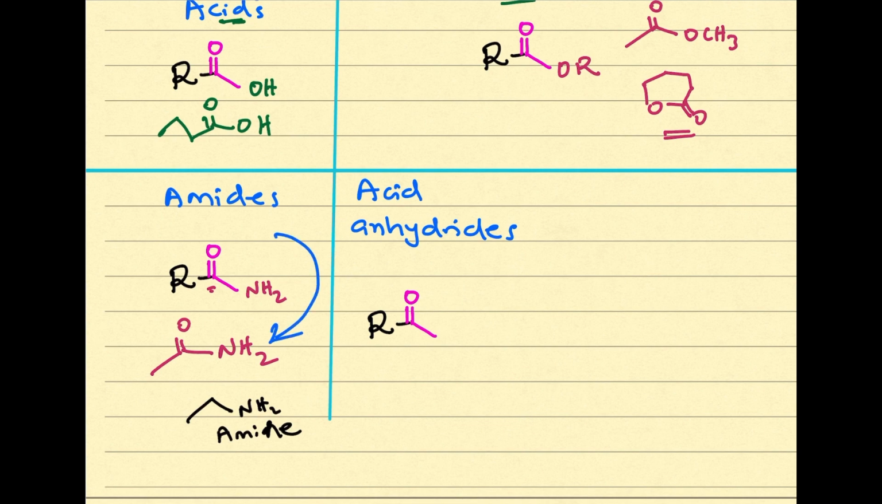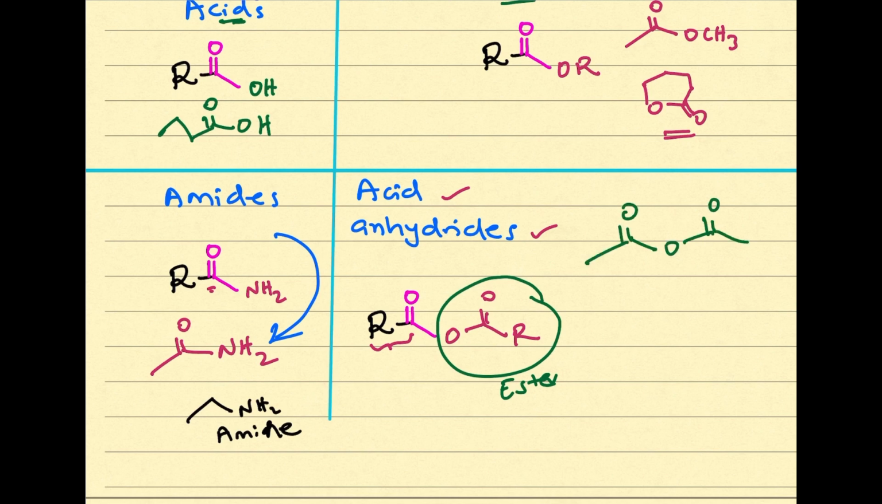The last group is acid anhydrides. Acid anhydrides have an alkyl group connected to a carbonyl, and then you have something that looks like an ester on the other side, like that, with another alkyl group. So this is really an ester. So that's an example of an acid anhydride, but you can also have cyclic acid anhydrides. Acid anhydrides have carbonyl carbon, oxygen, carbonyl carbon. See here, carbonyl carbon, oxygen, carbonyl carbon. Same thing here.